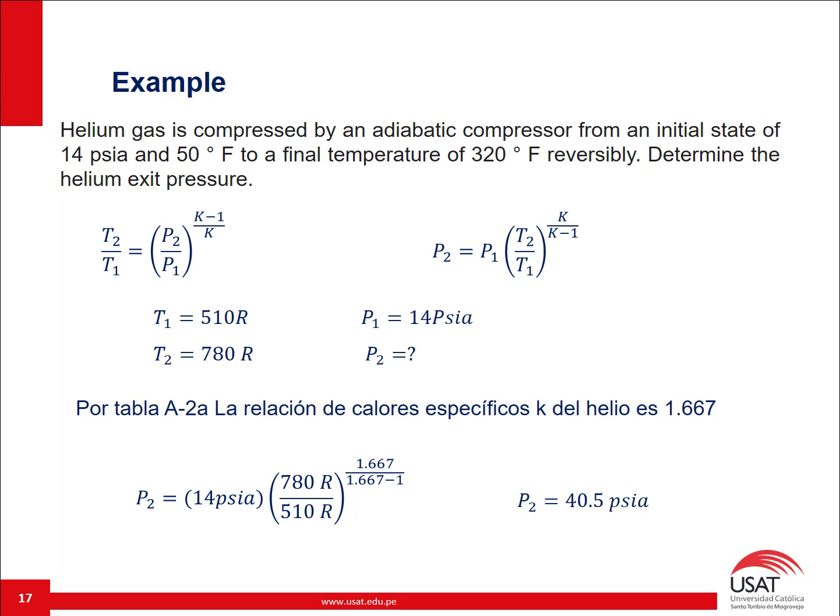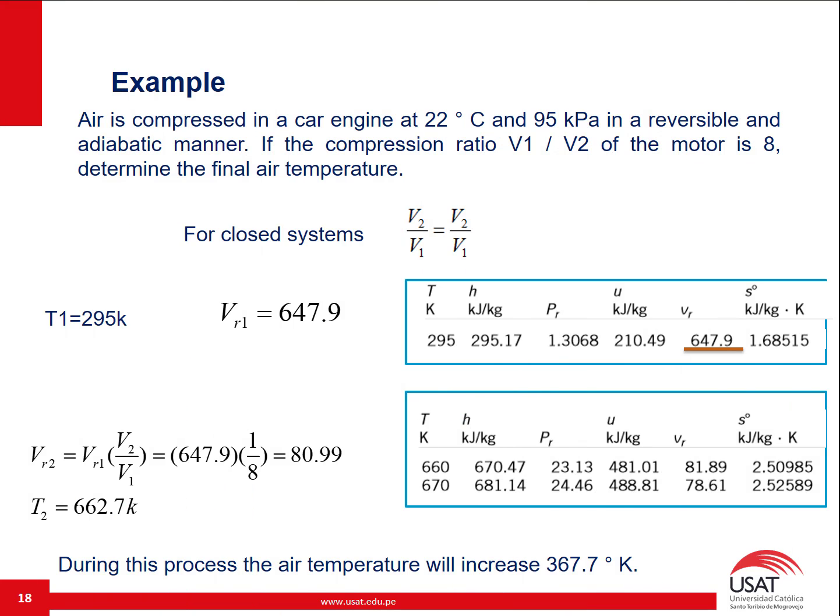Helium gas is compressed by an adiabatic compressor from an initial state of 14 psia and 50 degrees Fahrenheit to a final temperature of 320 degrees Fahrenheit reversibly. Determine the helium exit pressure. By Table A-8 the ratio of specific heat k of helium is 1.667. Replacing in the formula we obtain the exit pressure.